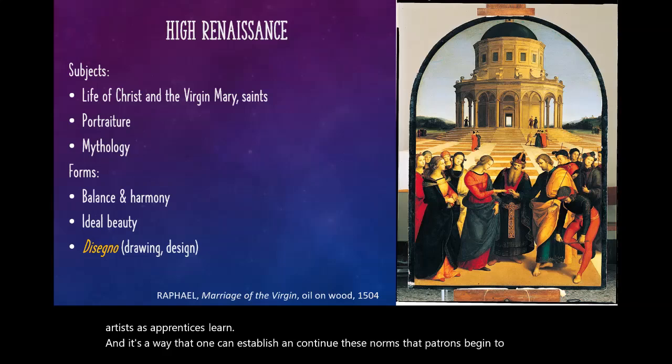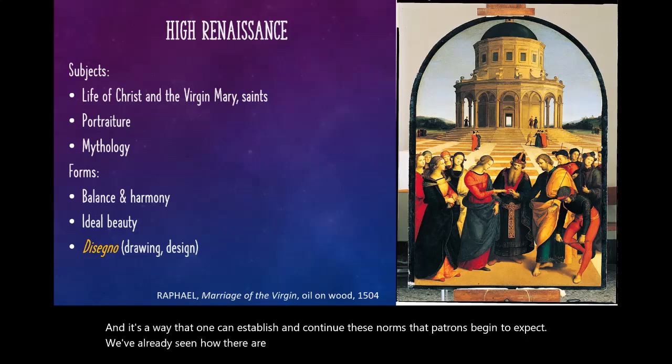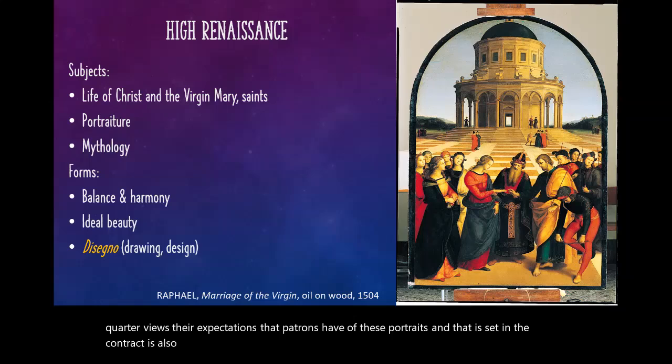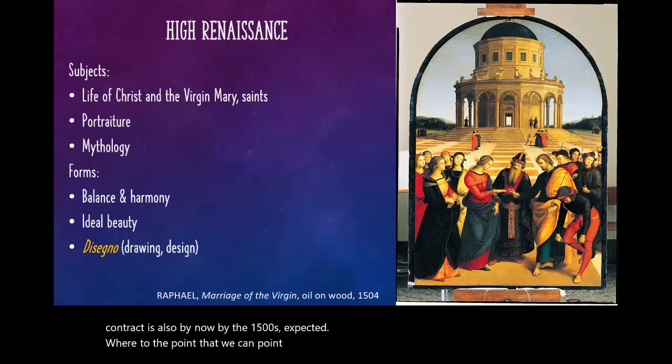We've already seen how there are norms, there are conventions to portraiture, profile or three-quarter views. There are expectations that patrons have of these portraits, and that is set in the contract. It's also, by now, by the 1500s, expected, to the point that we can point to a portrait and say whether it is Flemish or Italian.